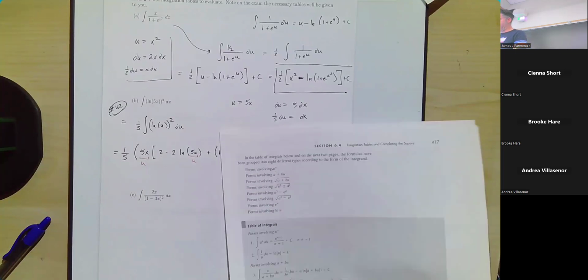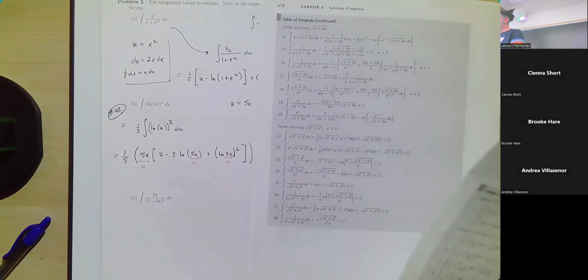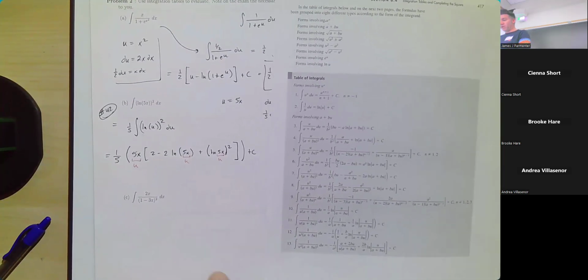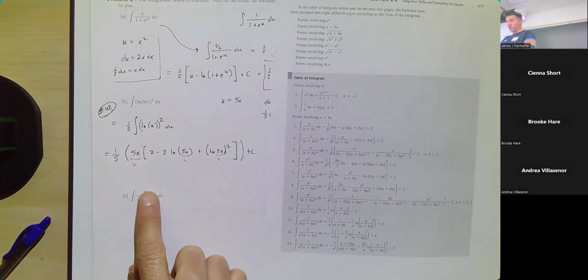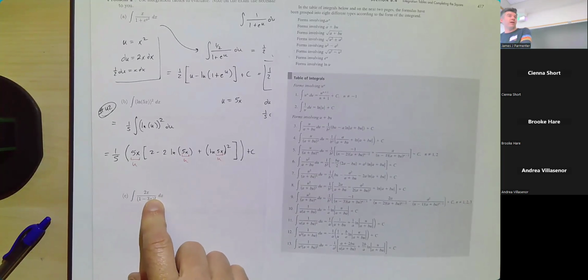So that's this first page here, or it might be more than this first page here. No, just the first page, cool. So what I'm seeing here, I'm looking for a u over a minus bu squared. I would love it if that was there.